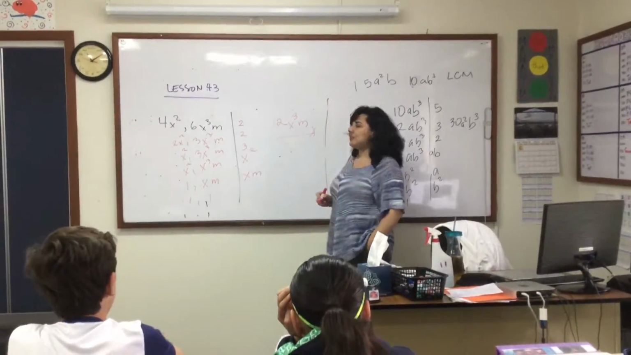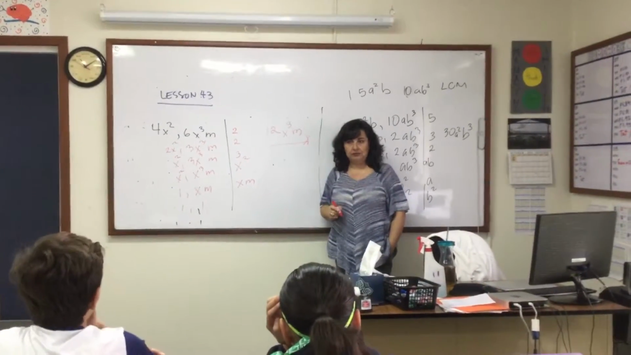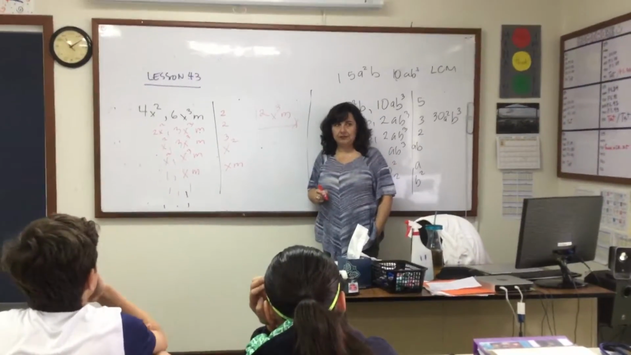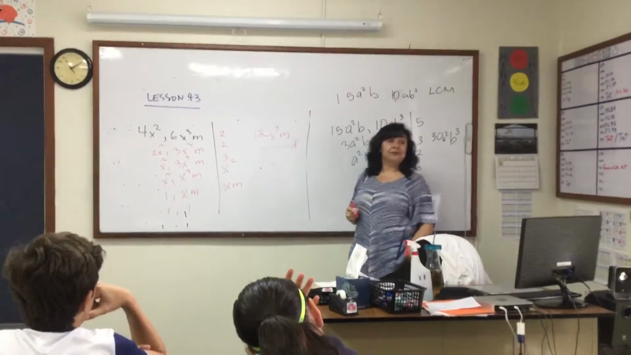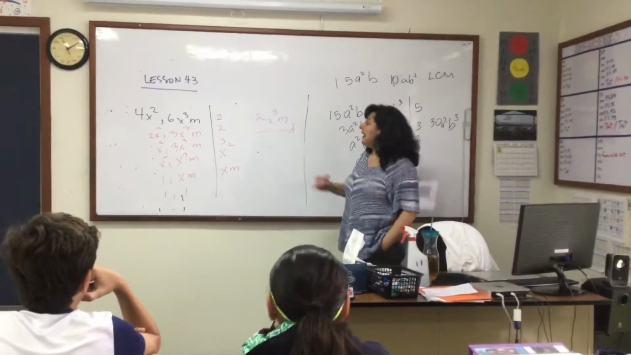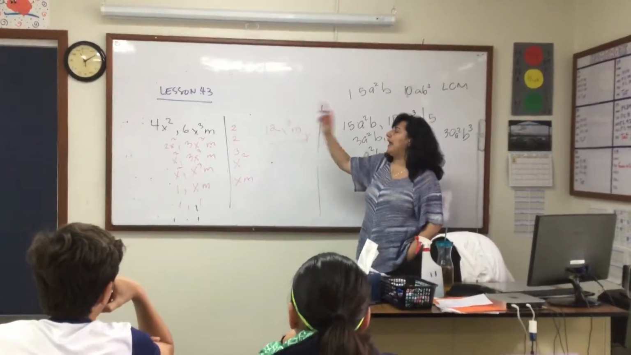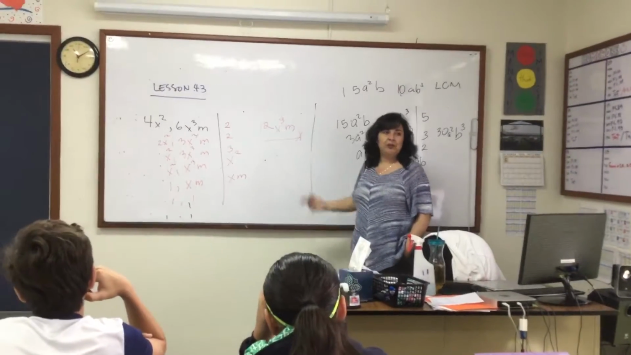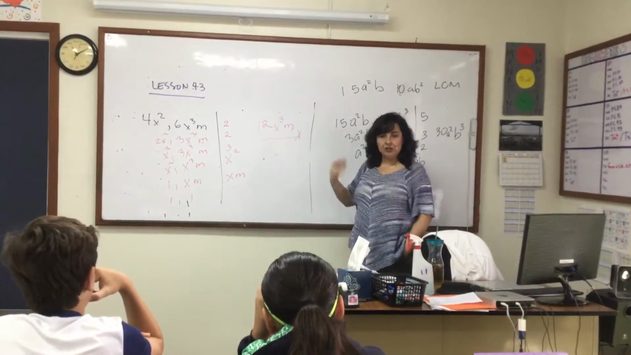That is your least common multiple. That's easy. Does it have to be the least? Yes, it has to be the least. The least meaning there's other common multiples like x to the 5, m, 24. But there's something that is lower than that.